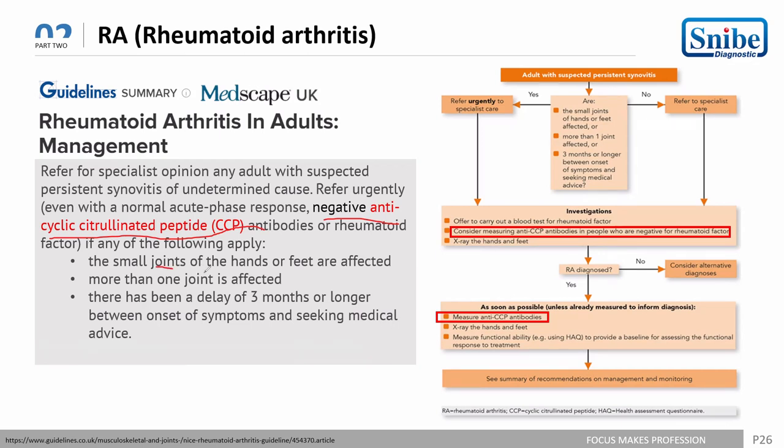The small joints of the hands or feet are affected. More than one joint is affected, and there may be a delay of 3 months or longer between the onset of the symptoms and the medical advice.